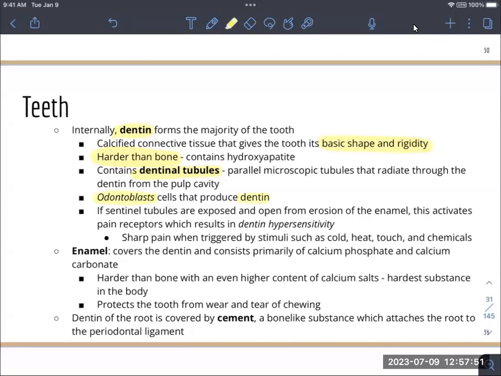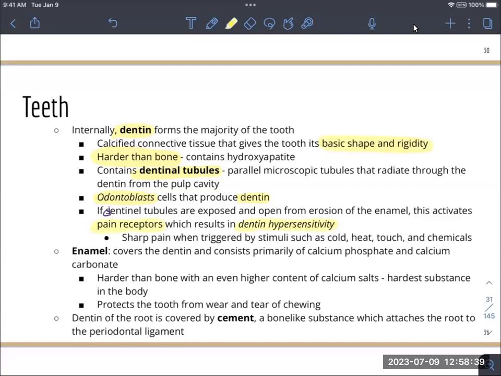These different dental tubules, if they get exposed because of erosion, that enamel gets worn away, certain substances that can kind of erode away at this enamel can actually result in dentin hypersensitivity because it activates pain receptors. So when something cold or hot, even something touches some of these teeth where this enamel has eroded away, it can be very painful.